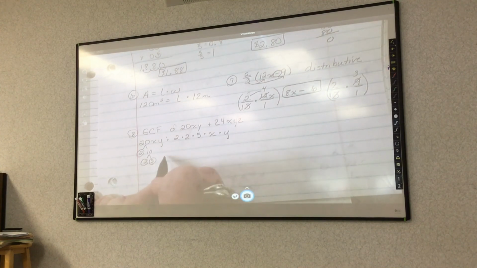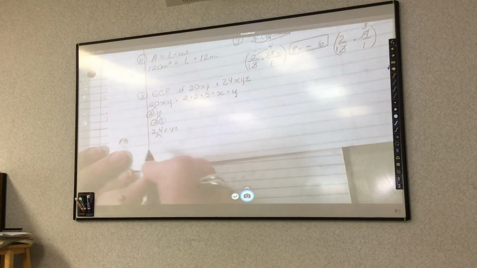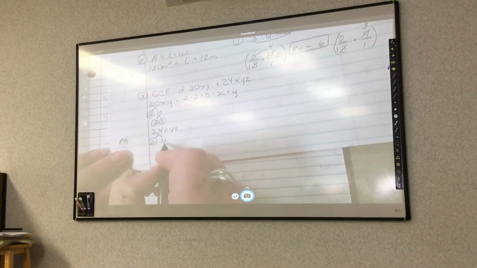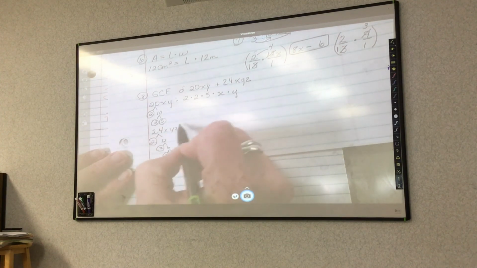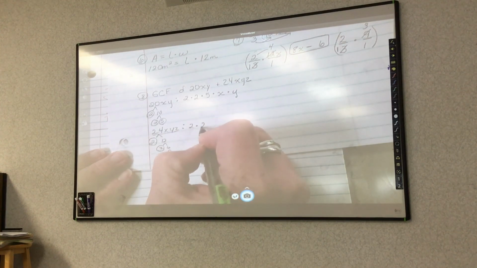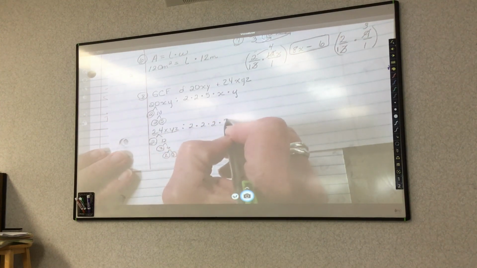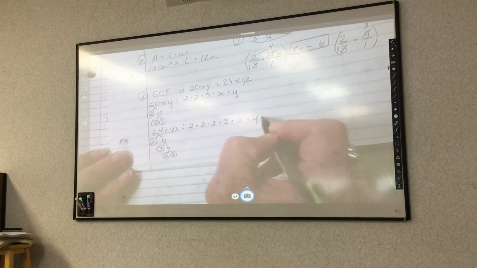Then we're going to do it for 24xyz. The prime factorization of 24. Start with 2 and 12 because it's even. Then 12 would be 2 and 6. 6 would be 2 and 3. So the prime factorization of 24xyz would be 2 times 2 times 2 times 3 times x times y times z.